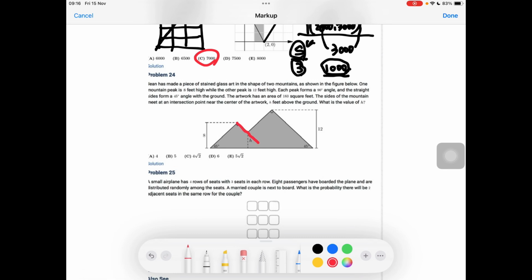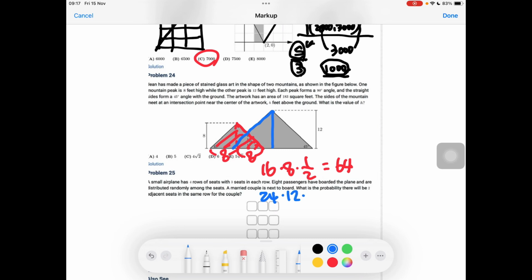Let's think about only here. So this is 8, and this is 8. This is 8 also, because this is already an isosceles triangle. So the first one here has the area of 16 times 8 times a half, 64. And here, because this is 12, again 24 times 12 times 1/2, 144.